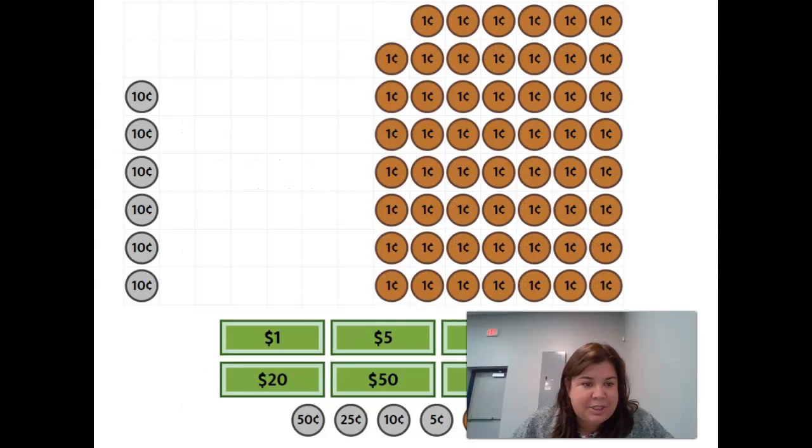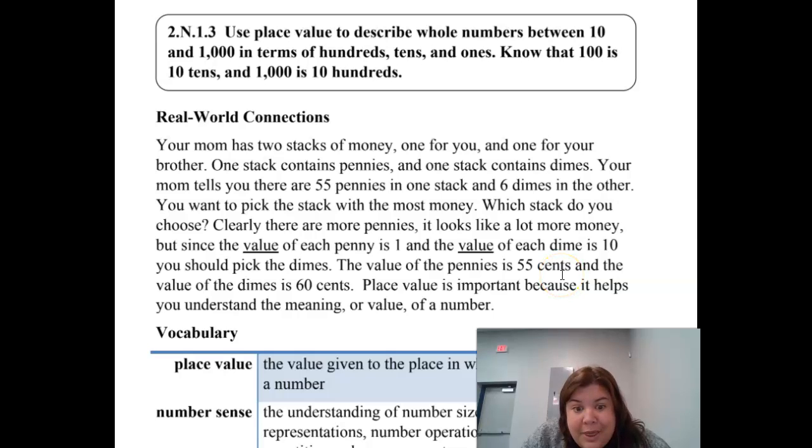I have a little representation for you. So here are our dimes. 1, 2, 3, 4, 5, 6. And here are our pennies. Look how many pennies they have. And they told us that there are 55 of these pennies. So which one are you going to choose? Make your choice now. What do you think? Boy, the one with more pennies looks like a lot more money.